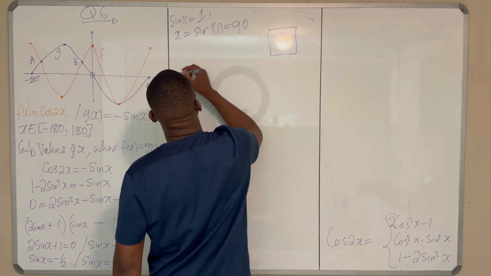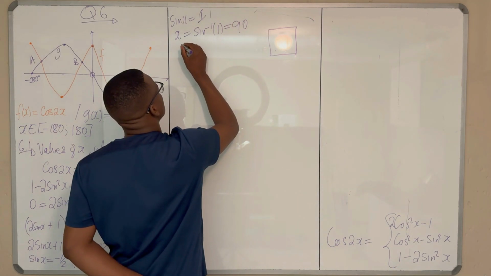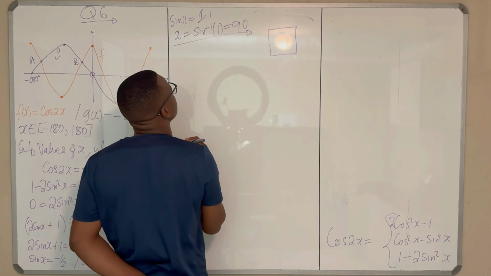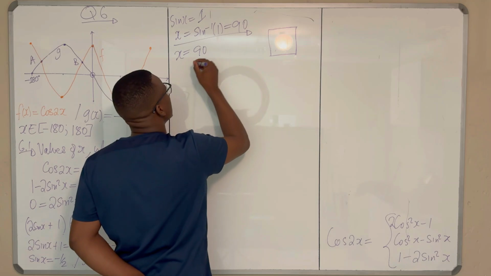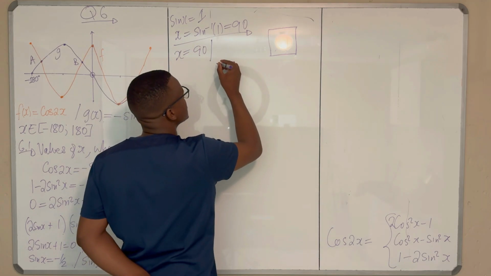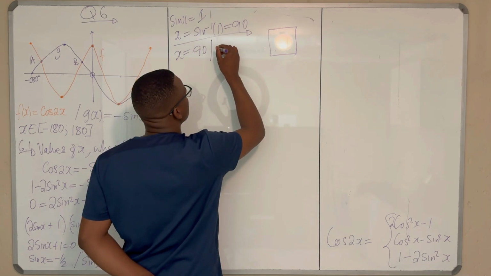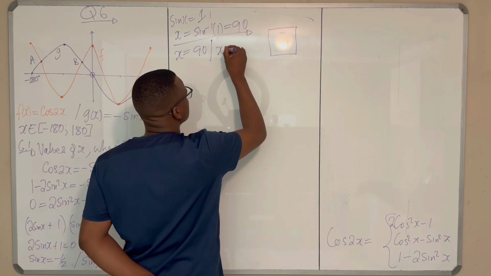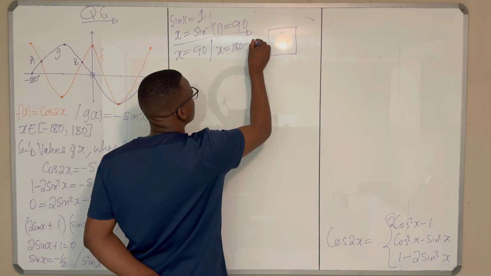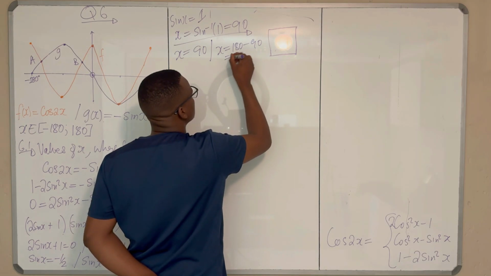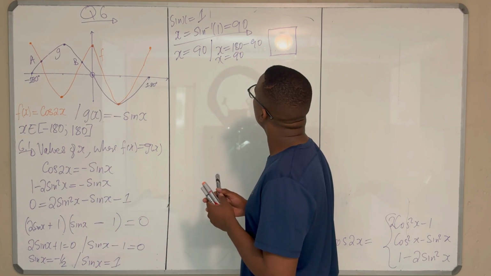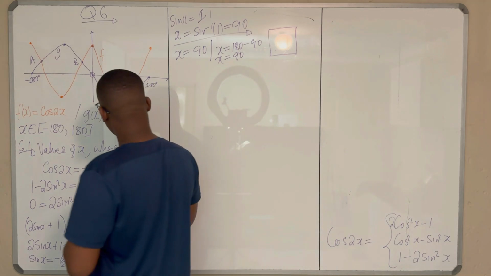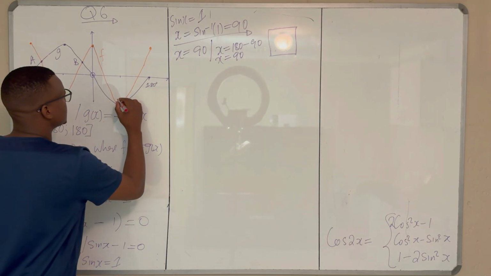So the solutions will be in the first and second quadrant. So the first one will be x equal to 90 degrees, in the first quadrant. In the second quadrant, it will be what? It will be x is equal to 180 degrees minus 90, which is also 90 degrees. So they're saying the point of intersection of these two functions is at 90. But if you look at 90, I would think it's this one over here.